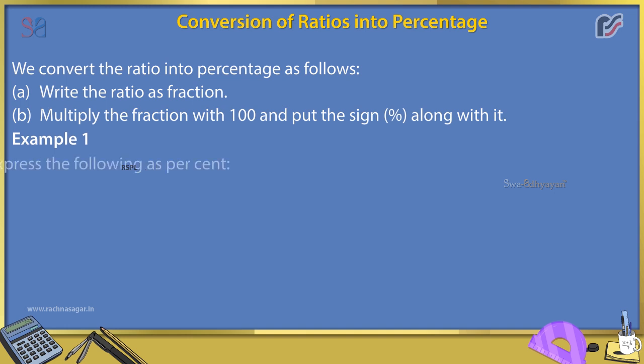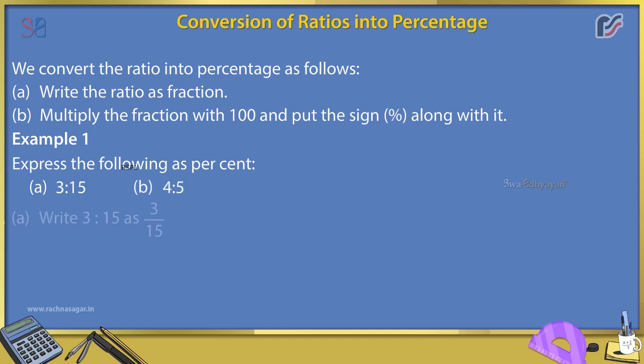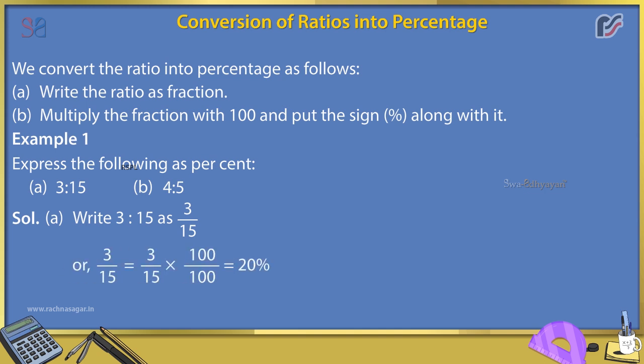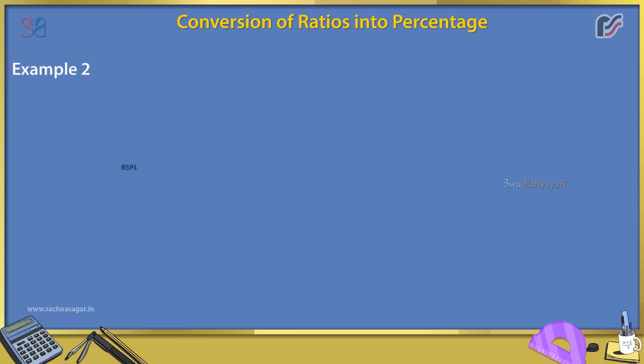Example 1. Express the following as percent. A. 3:15. B. 4:5. Solution. A. Write 3:15 as 3 by 15, or 3 by 15 is equal to 3 by 15 into 100 by 100, which is equal to 20%. B. 4:5 is equal to 4 by 5 into 100 by 100, which is equal to 4 into 20%, which is equal to 80%.